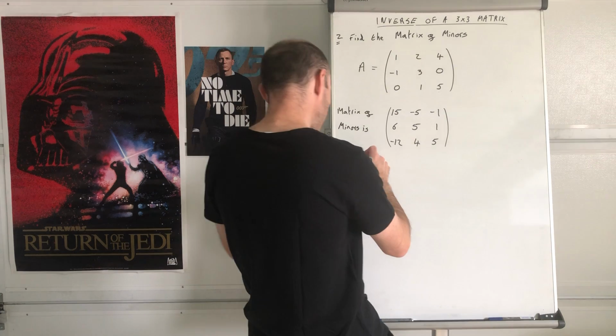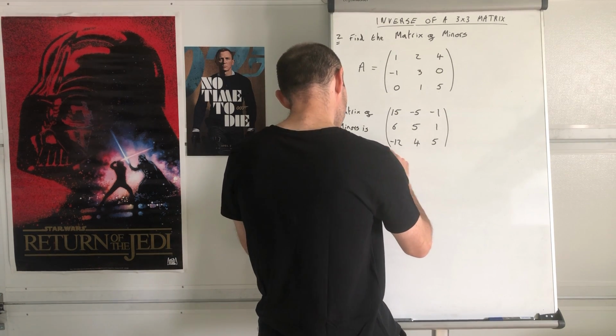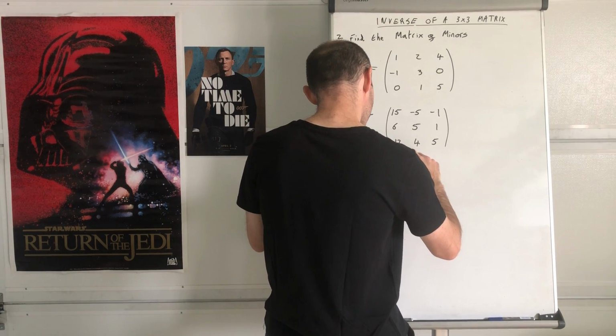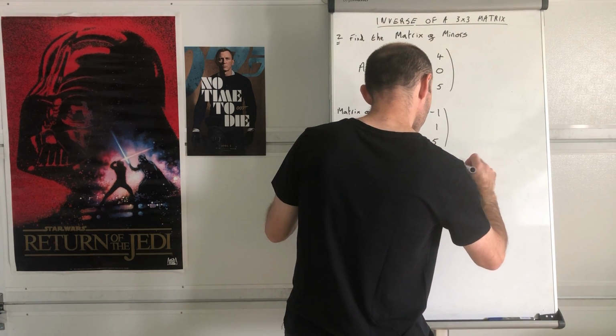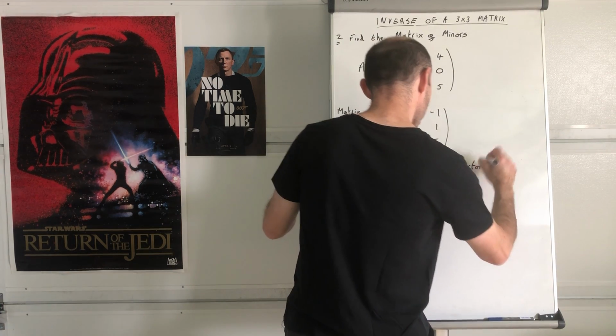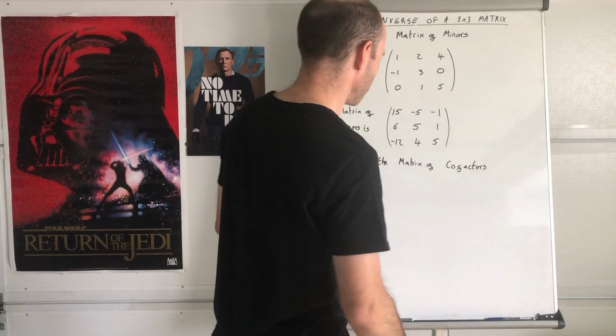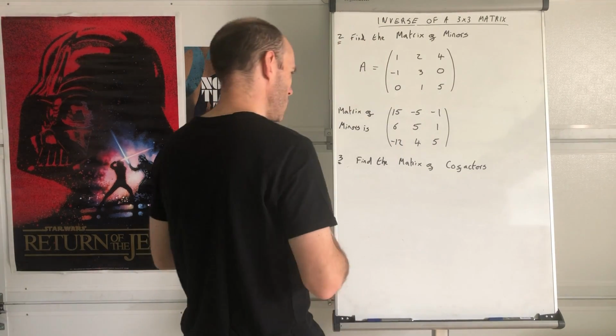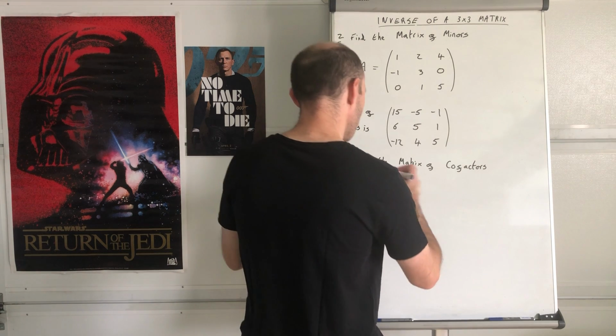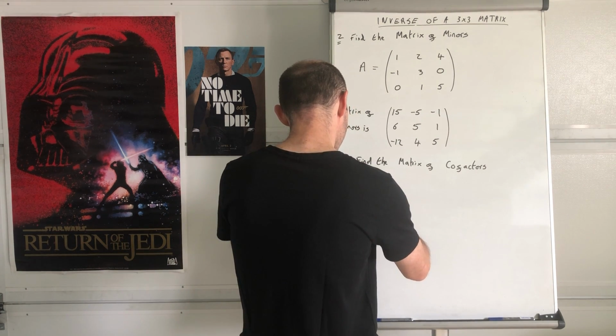We need to find the matrix of cofactors. Ooh. What's the matrix of cofactors? Okay. Well, what we do is quite simple. What we're going to do is we're going to multiply.